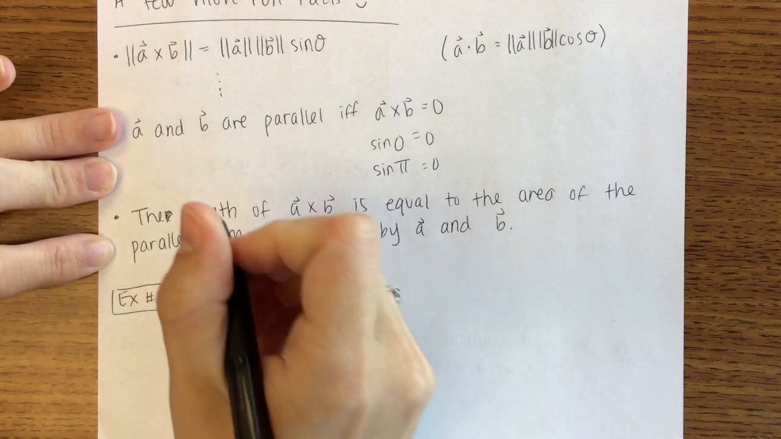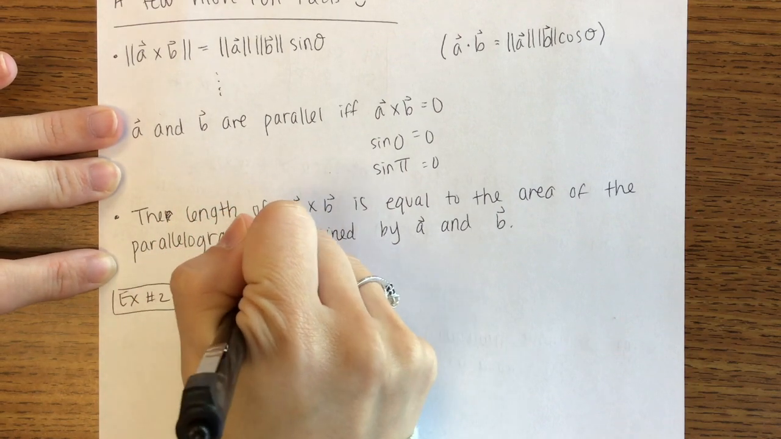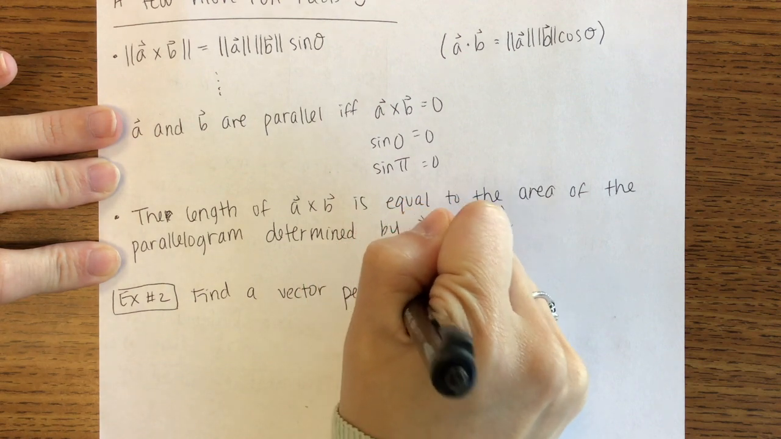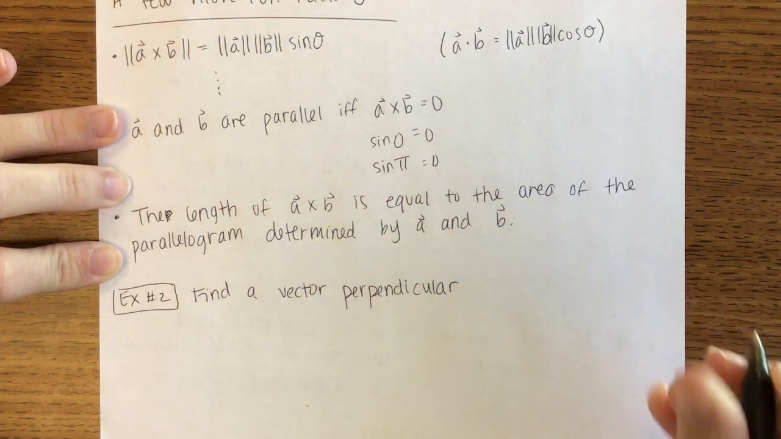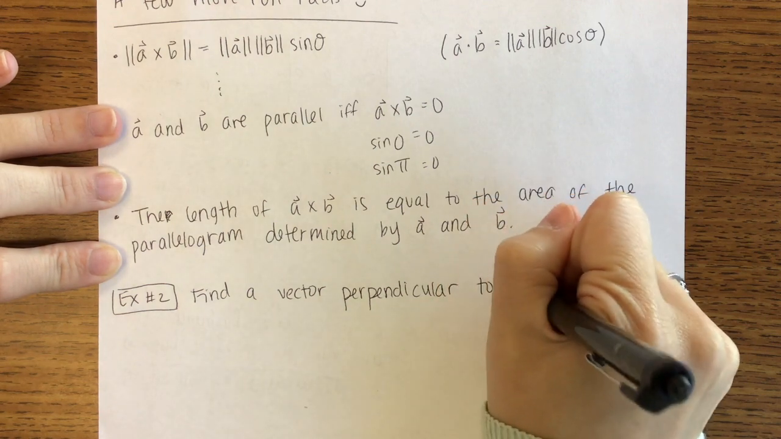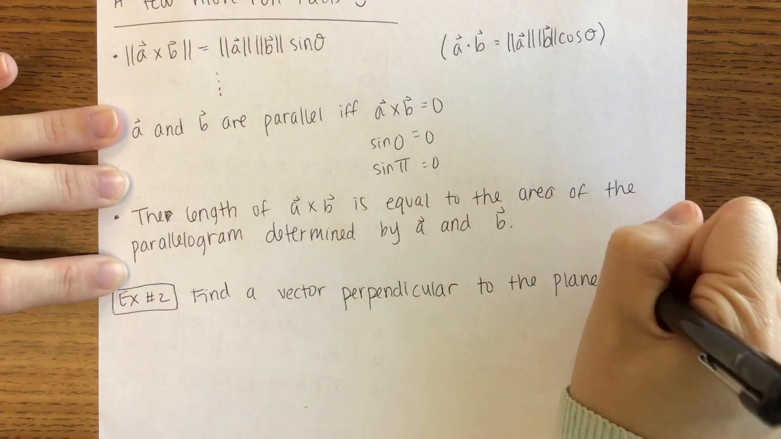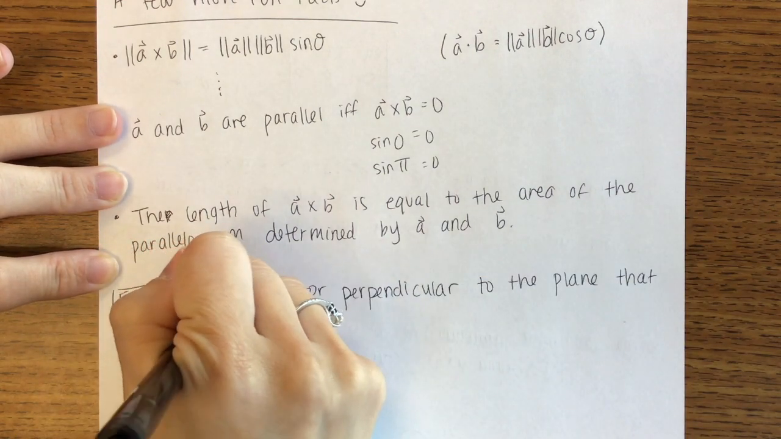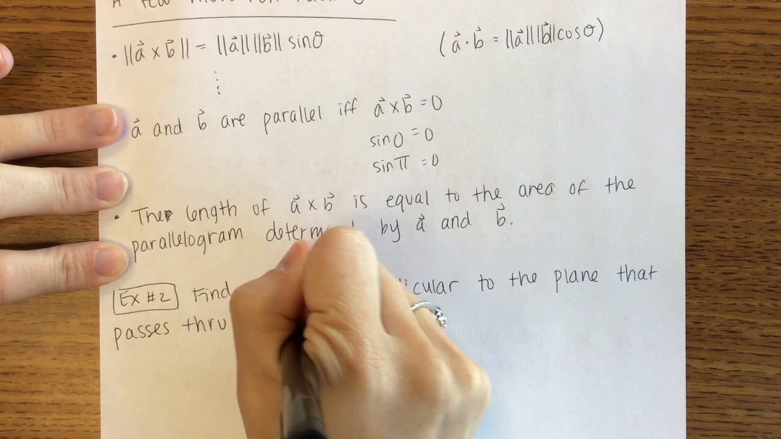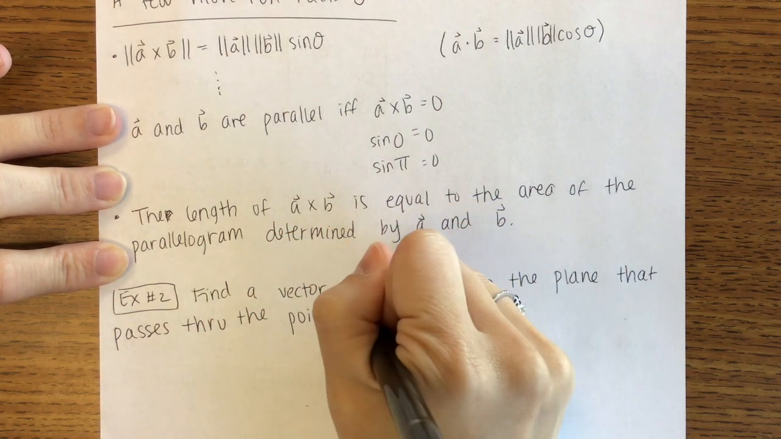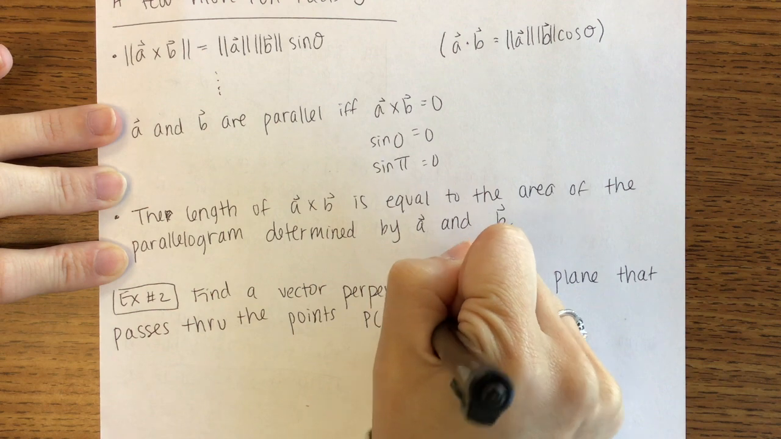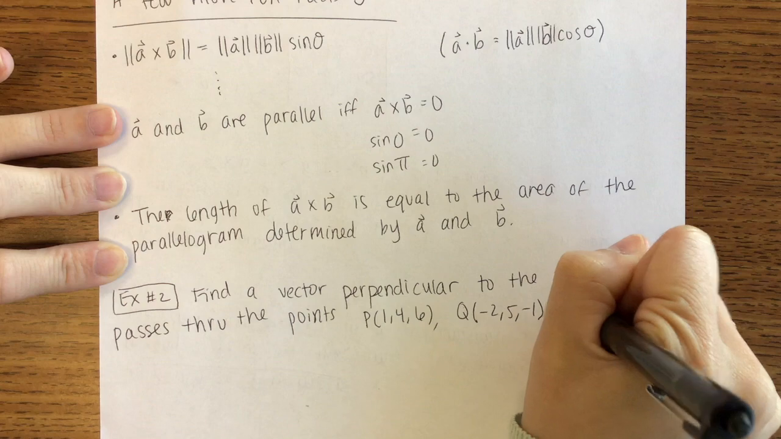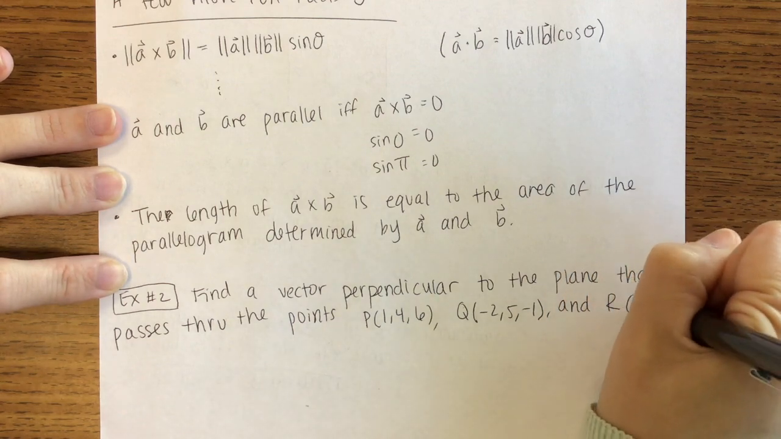Find a vector perpendicular to the plane that passes through the points P, which is (1, 4, 6), Q, which is (-2, 5, -1), and R, which is (1, -1, 1).